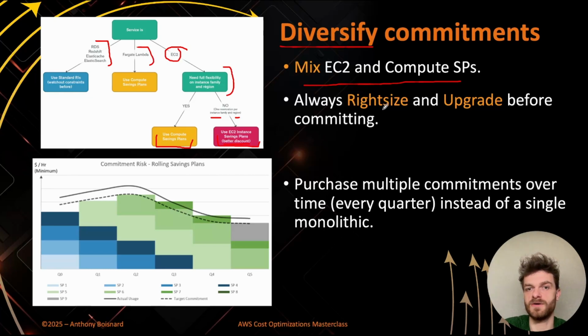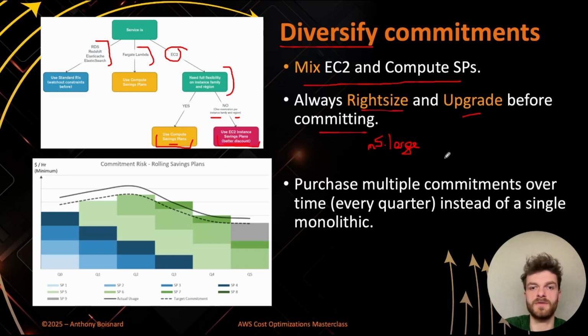So the second tip is to always right size and upgrade before committing. For example, if you want to commit for M5.large, if you commit for 3 years and then in year 1 or year 2, you are upgrading your M5.large instance to M6 or M7, then it will not be covered anymore by the EC2 instance savings plans, but it will still be by the compute savings plans.